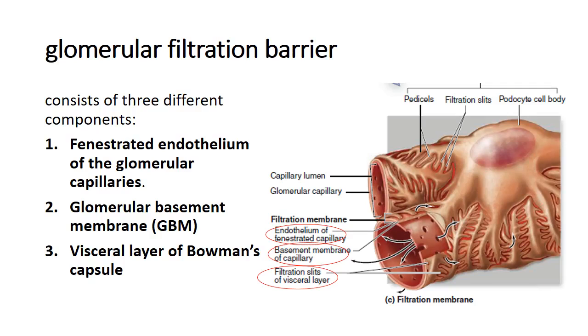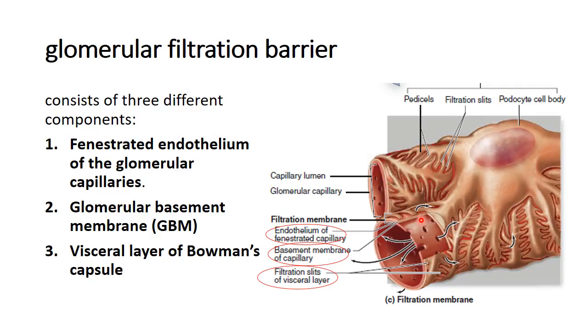The second component of the glomerular filtration barrier is the glomerular basement membrane. This is a thick basement membrane, as we can see here. It's formed by both the endothelial cells and the podocytes. Its thickness is about 300 to 370 nanometers, and it's formed by different types of collagen, proteoglycans, and glycoprotein. These molecules act as a meshwork to restrict the passage of large molecules or large proteins from the plasma.